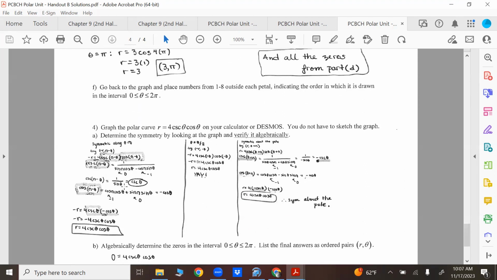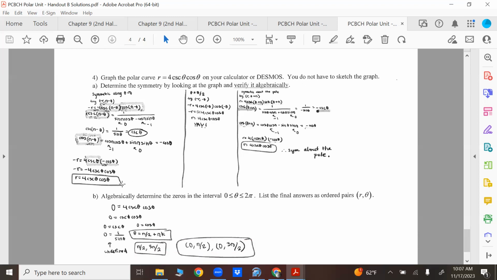What else is going on here? Okay, this one here is a little funky. It's actually a cotangent that's happening to this one.